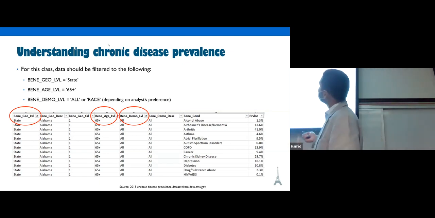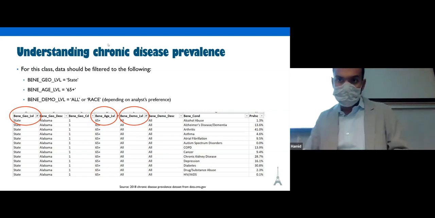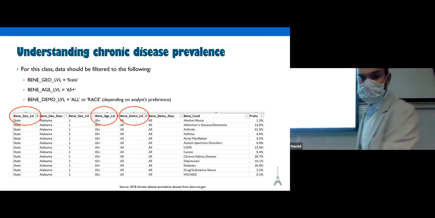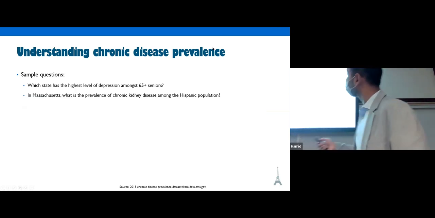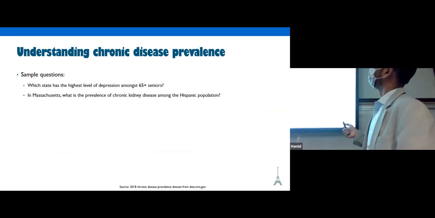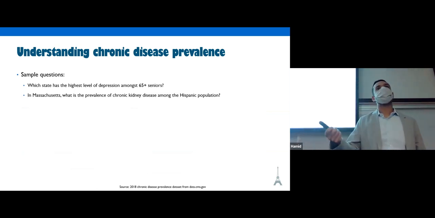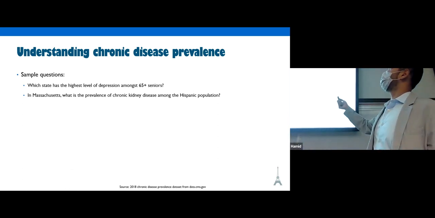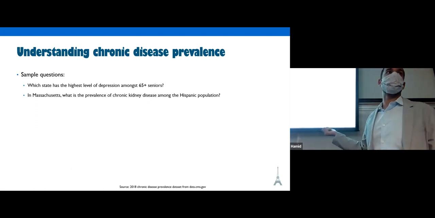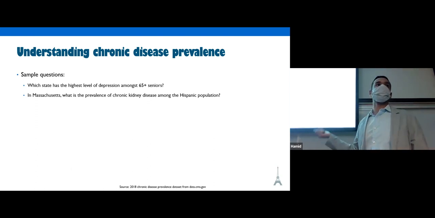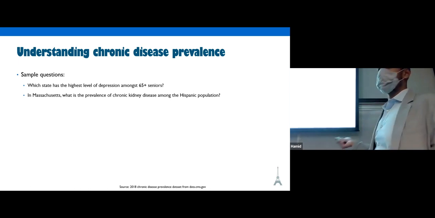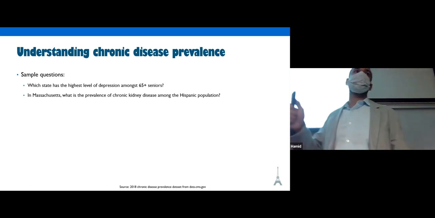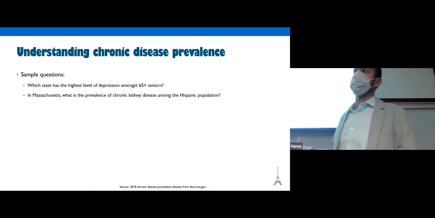All right, I'm going to move on to the next part. Here's a couple of sample questions just to give you a little bit of practice on how to use this data set. Can anyone tell me which state has the highest level of depression among 65 plus seniors? Pretty simple question. Put it in the chat if you're on Zoom. Question is, which state has the highest level of depression among 65 plus people?